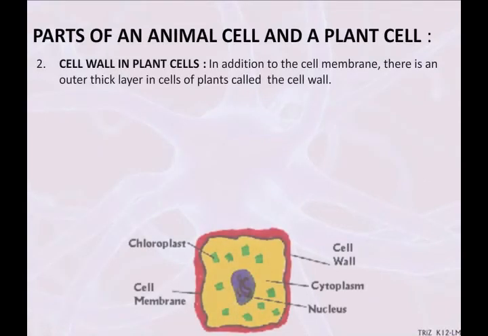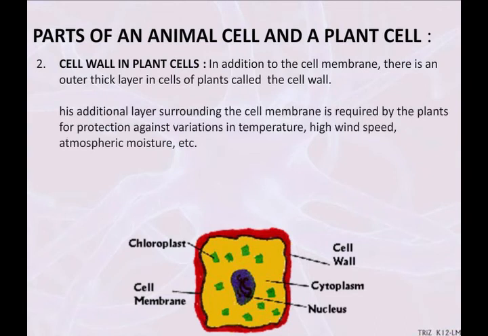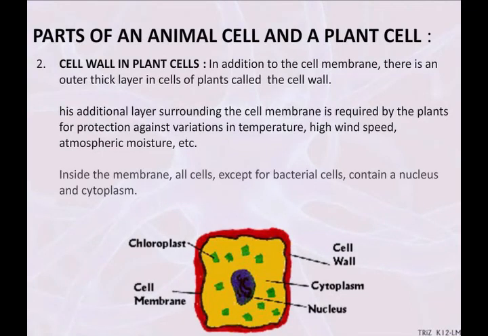Cell wall in plant cells. In addition to the cell membrane, there is an outer thick layer in cells of plants called the cell wall. This additional layer surrounding the cell membrane is required by the plants for protection against variations in temperature, high wind speed, atmospheric moisture, etc. Inside the membrane, all cells except for bacterial cells contain a nucleus and cytoplasm.